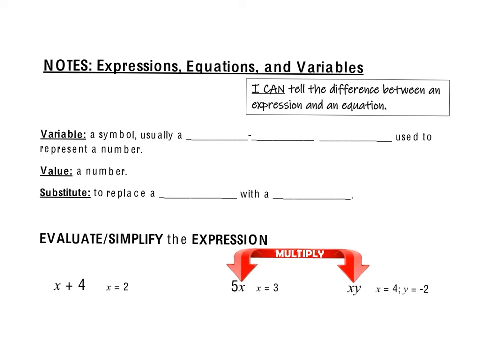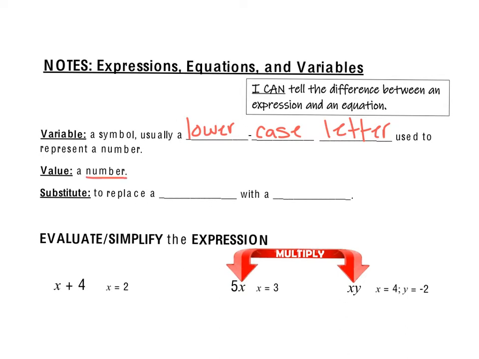Okay, so today we're going to talk about the difference between expressions and equations, and we're going to revisit what a variable is. So remember, a variable is a symbol. This is usually a lowercase letter. Remember, it's your unknown, used to represent a number. A value is simply just a number.